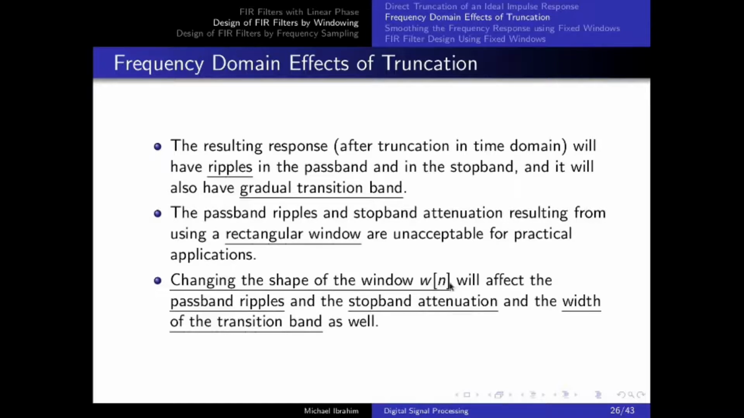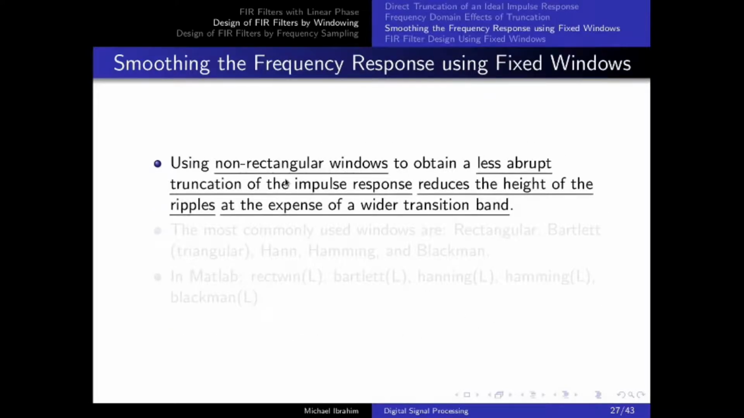Using different shapes of windows will affect the passband ripples, the stopband attenuation, and the width of the transition band. Using non-rectangular windows to obtain a less abrupt truncation of the impulse response will reduce the height of the ripples at the expense of a wider transition band. What is this supposed to mean?